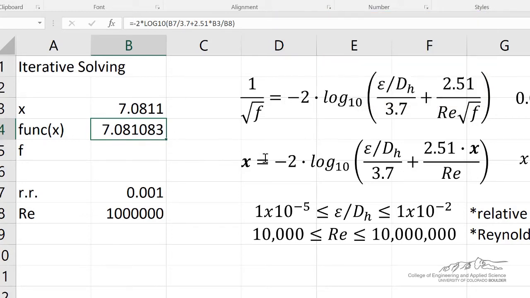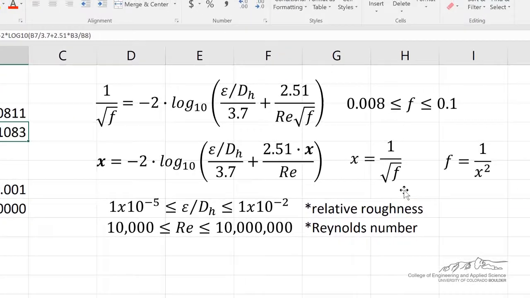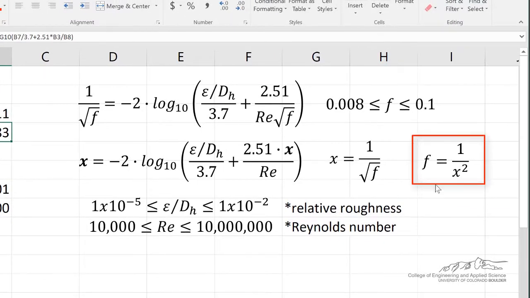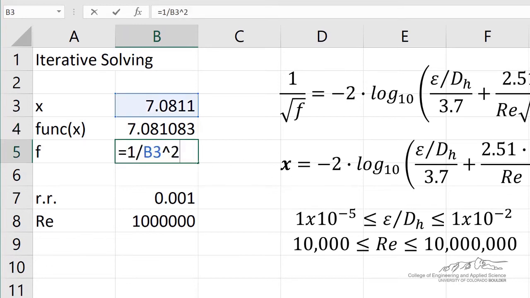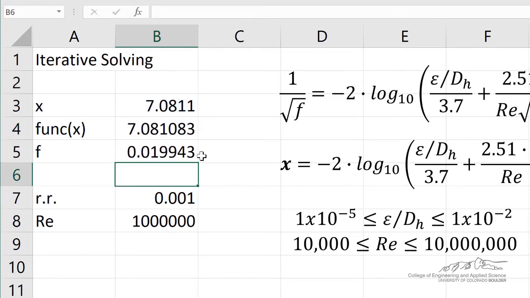So this is x, this is not f. I'm going to use this equation over here to get back out my f. So f is equal to 1 divided by x squared, and when we do that, we get a friction factor of about 0.02. That means at a relative roughness of 0.001 and a Reynolds number of 1 million, the friction factor is about 0.02.